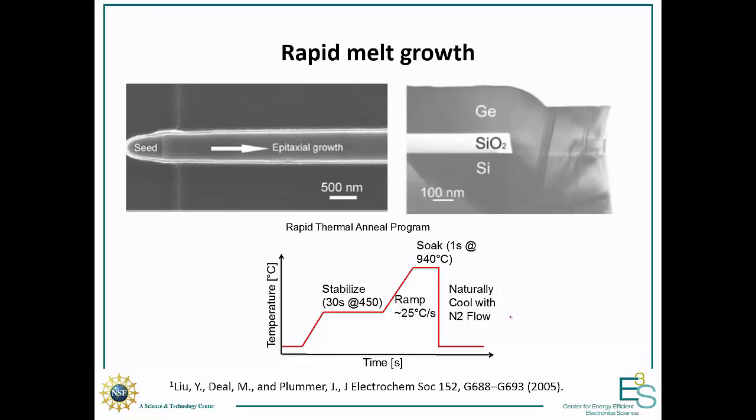For material quality, well, there's a technique that's being used more and more, and that's called rapid melt growth, which we're focusing on, which we're trying to use in the E3S Center. So what does rapid melt growth consist of? Well, you're going to deposit germanium over silicon dioxide and over silicon, and you're going to have just a narrow window over the silicon.